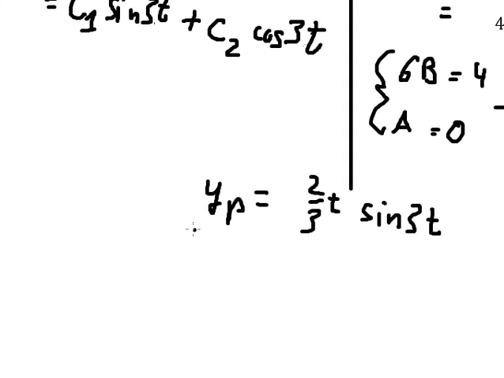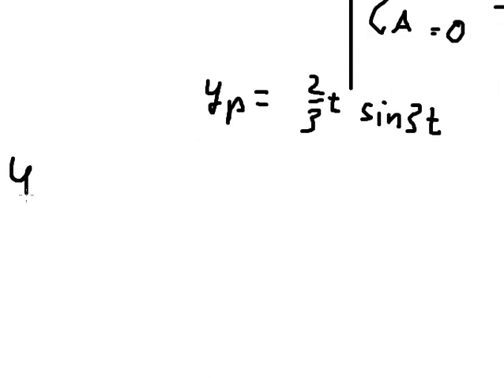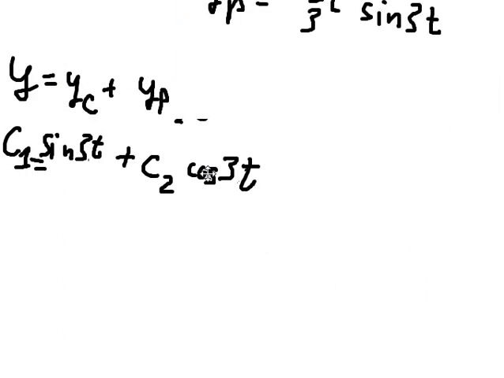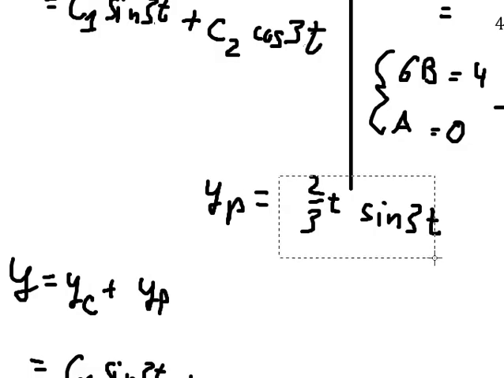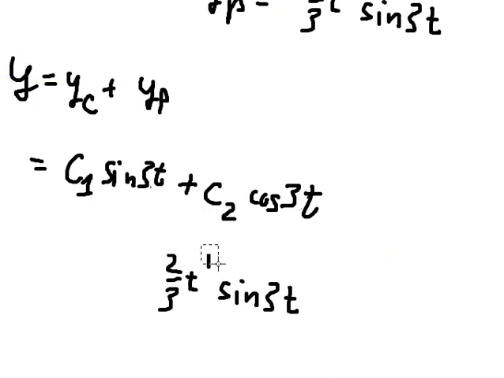So after we got yp, we combine yc and yp. Yc, that is this one, and yp, that is this one. This is the end. Thank you for watching.